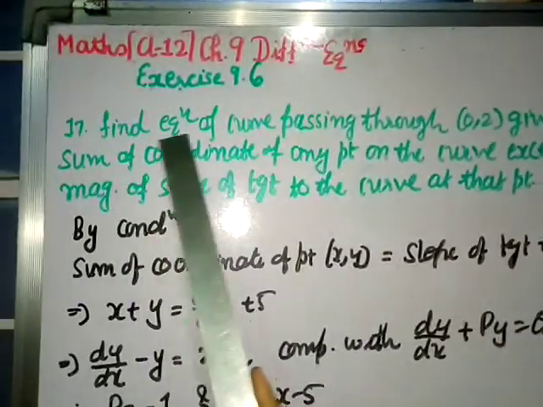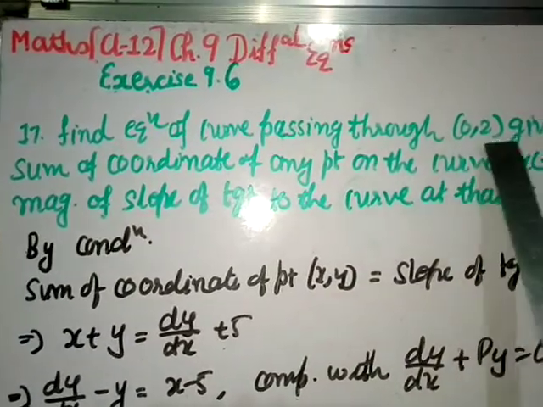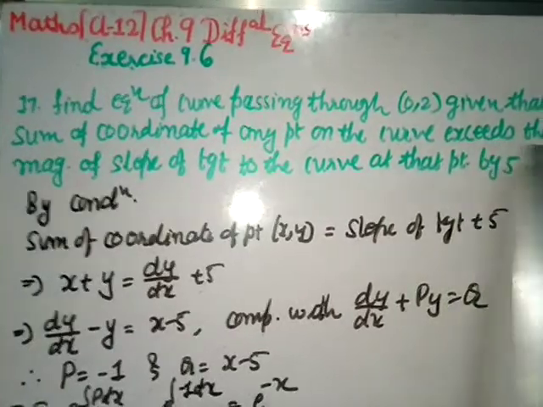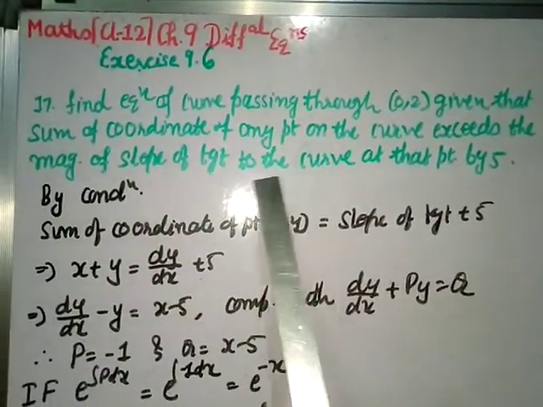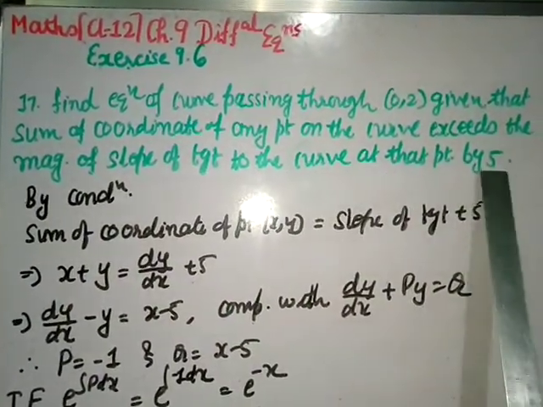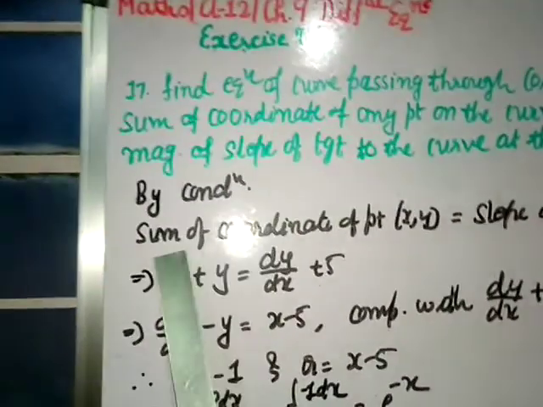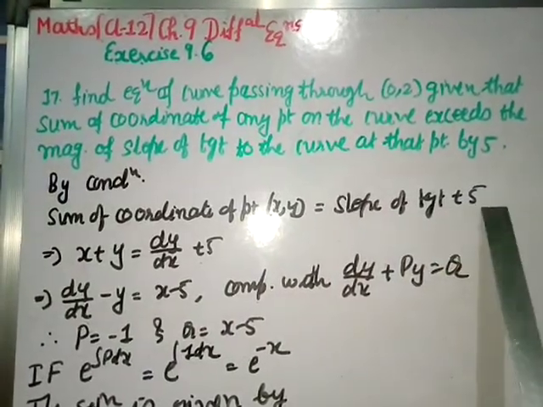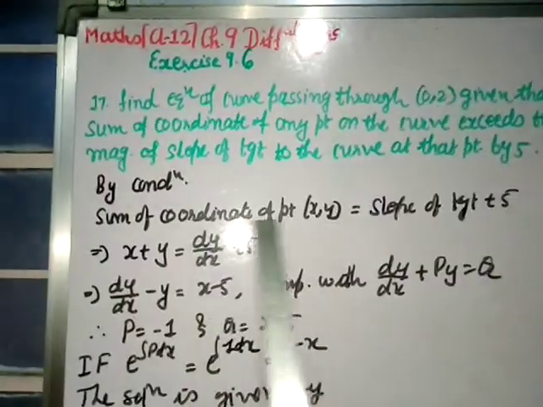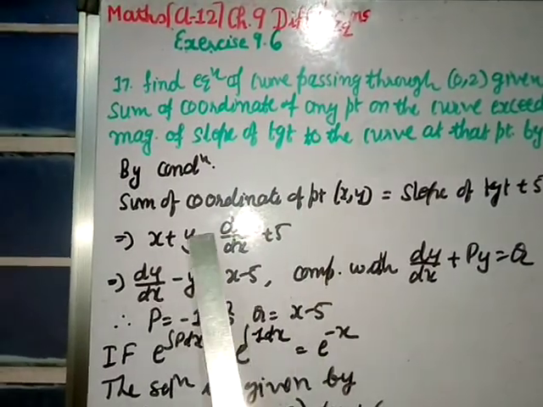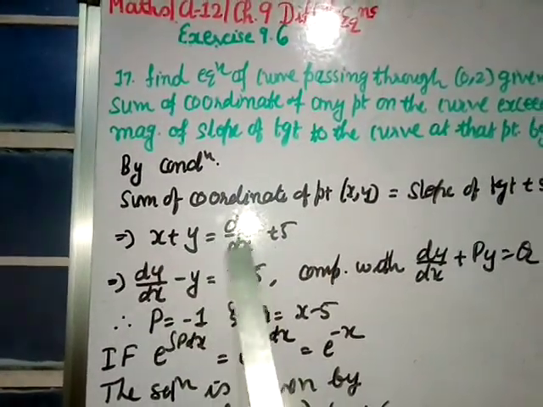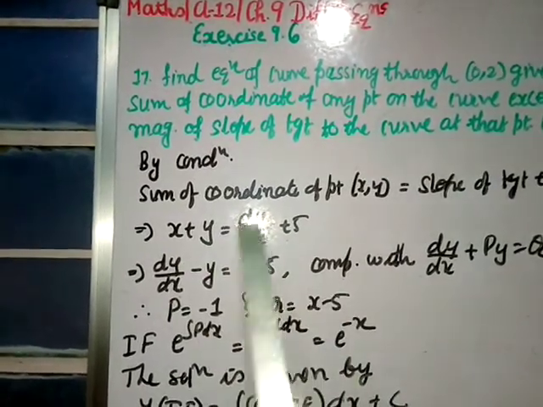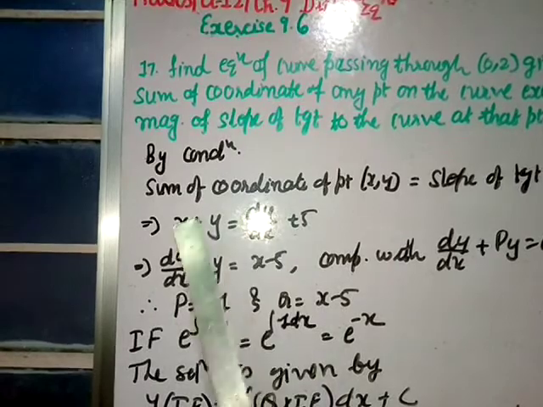Question number 17. Find the equation of the curve passing through (0, 2), given that the sum of the coordinates of any point on the curve exceeds the magnitude of the slope of the tangent to the curve at that point by 5. So by the condition, the sum of the coordinates of the point x, y is equal to the slope of the tangent which exceeds by 5, so plus 5. So x plus y equal to dy by dx plus 5. Now this 5 I am transferring here and y I am transferring here, so I get dy by dx minus y equal to x minus 5.